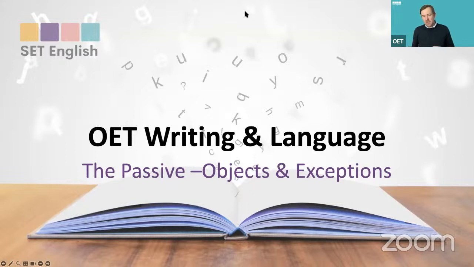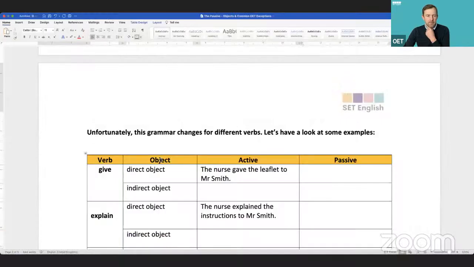So what I'd like to do is review that very, very quickly. We'll review the passive, then we'll have a look at direct and indirect objects, and then I want you guys to do some work for me. Okay, so let's go and open the study document, which is here.